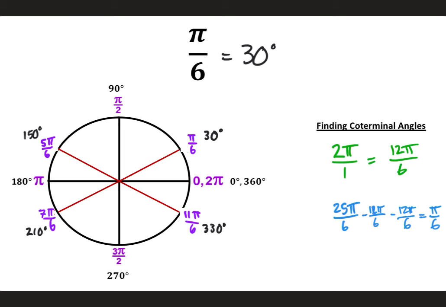So a 25 pi over 6 angle has a 30-degree reference angle, but it's the same as just a straight up 30-degree angle in quadrant 1. So this is how you're going to figure out these bigger radians.